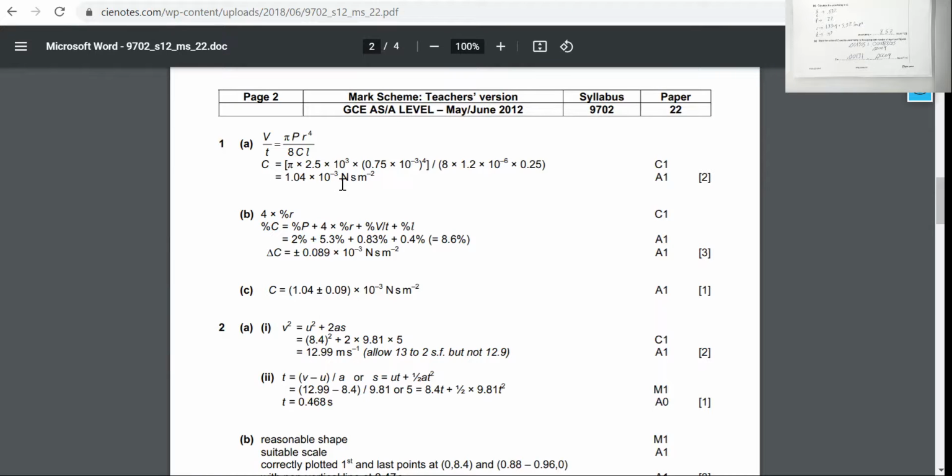Yeah, 1.04 by 10 to the negative 3. There you go. 8.5, 8.6%. They report the percentage uncertainty, but then they actually converted it into an absolute uncertainty: 1.04 plus or minus 0.09 by 10 to the negative 3. So that does agree with what we got there. All right, well done, everybody. We'll see you next time.